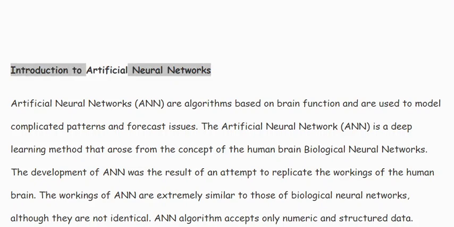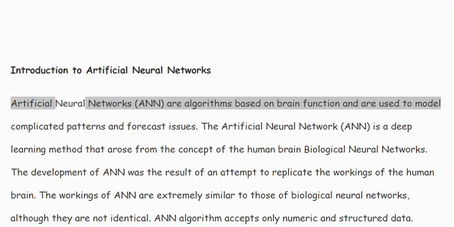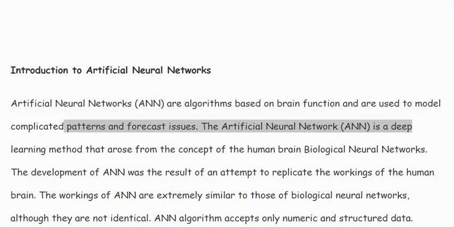Introduction to Artificial Neural Networks. Artificial neural networks (ANN) are algorithms based on brain function and are used to model complicated patterns and forecast issues.